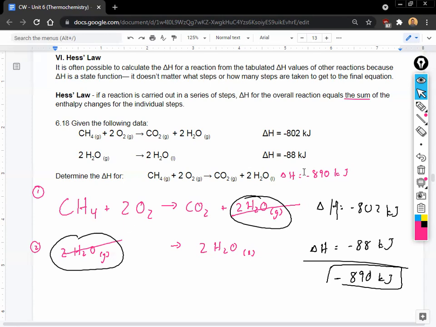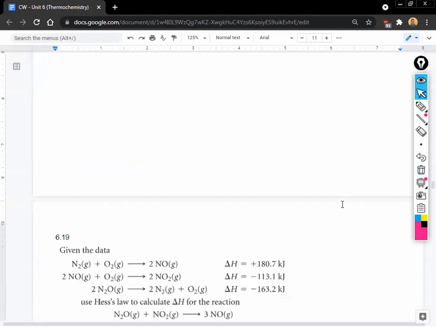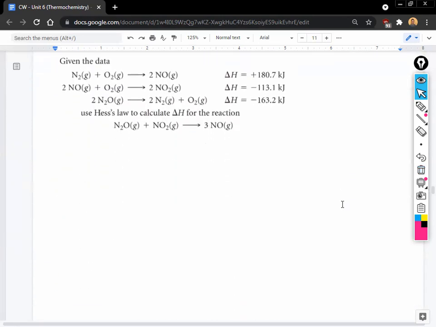All right, so 6.19. Like I said, sometimes you're going to have multiple equations. You're going to have 3 equations. Now, just think of it this way. When you combine all 3 of these, you want N2O gas and NO2 gas on the left. No matter what, you want to have both of them on the left. And you want to have 3 separate moles of NO on the right side.